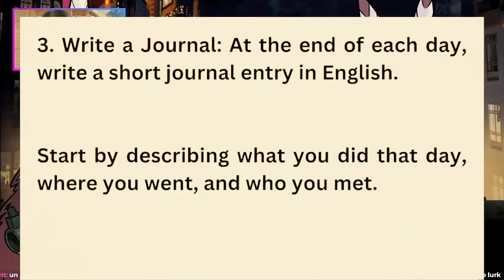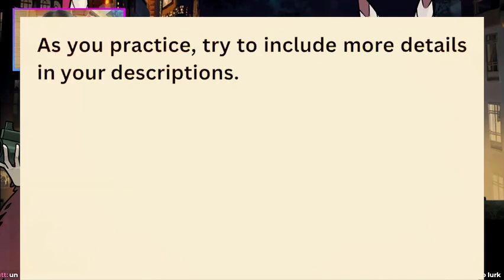3. Write a journal. At the end of each day, write a short journal entry in English. Start by describing what you did that day, where you went, and who you met. As you practice, try to include more details in your descriptions.